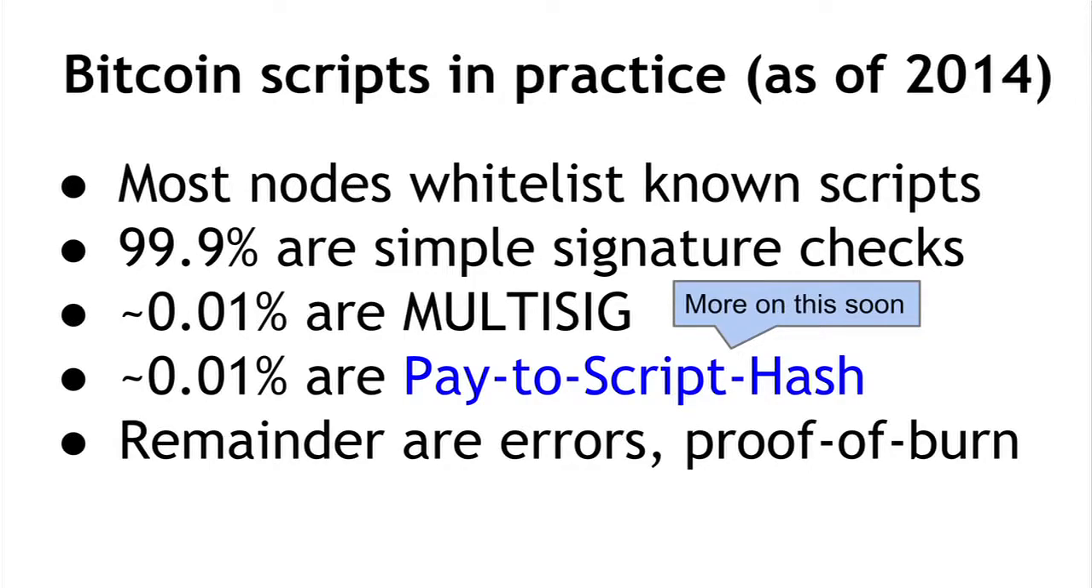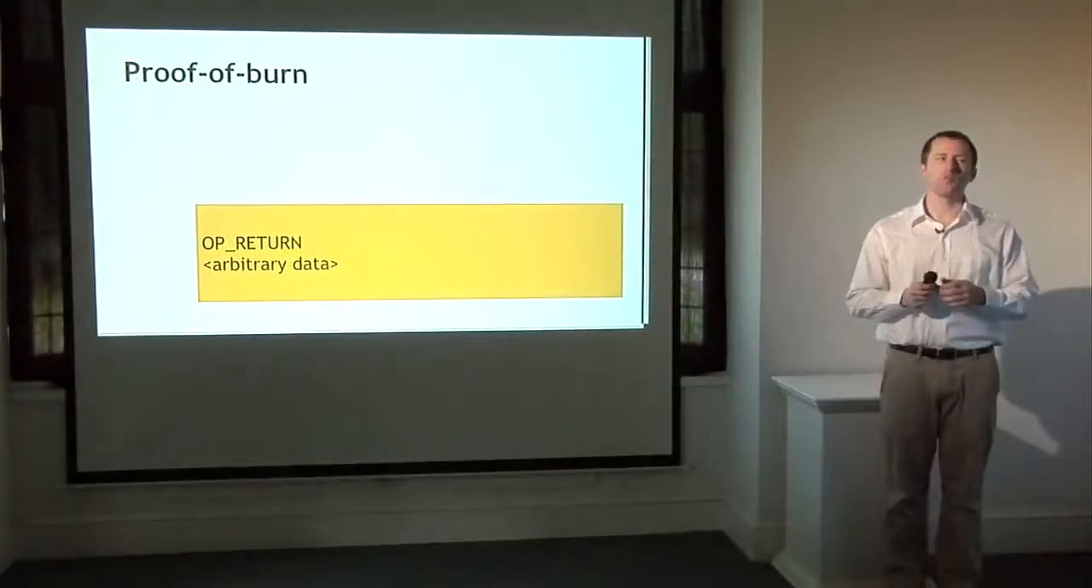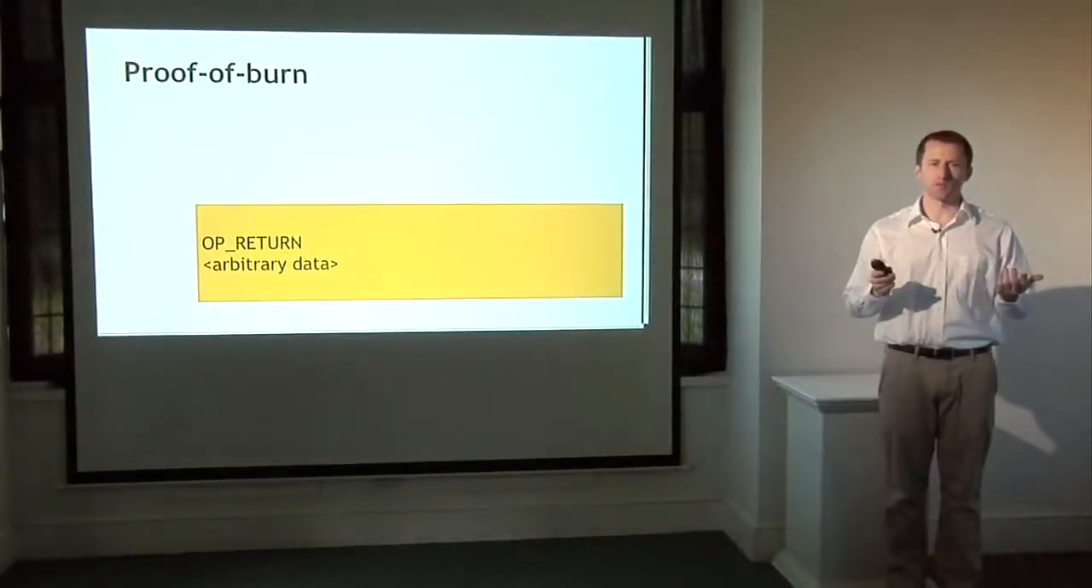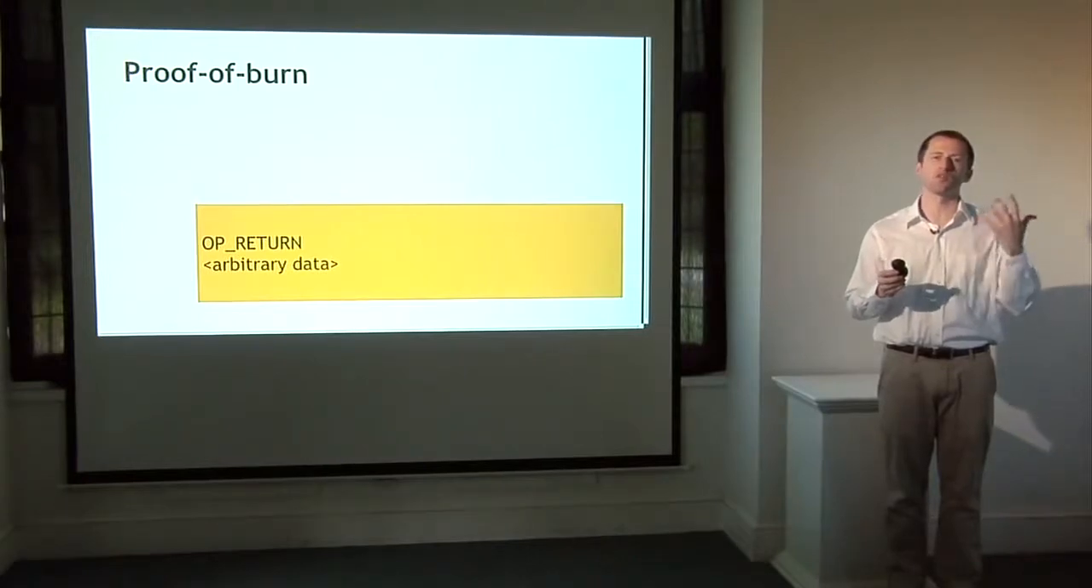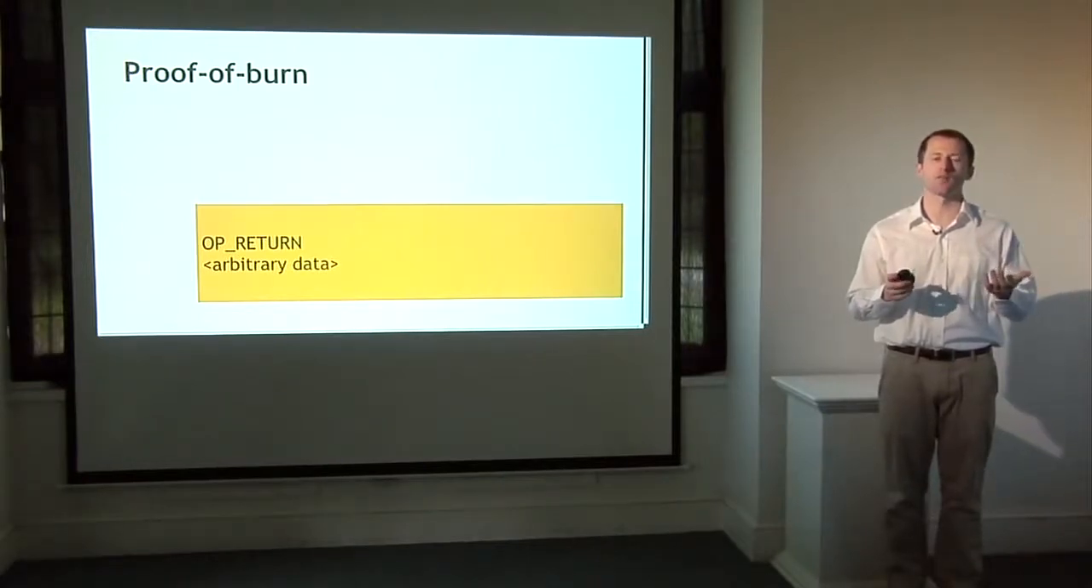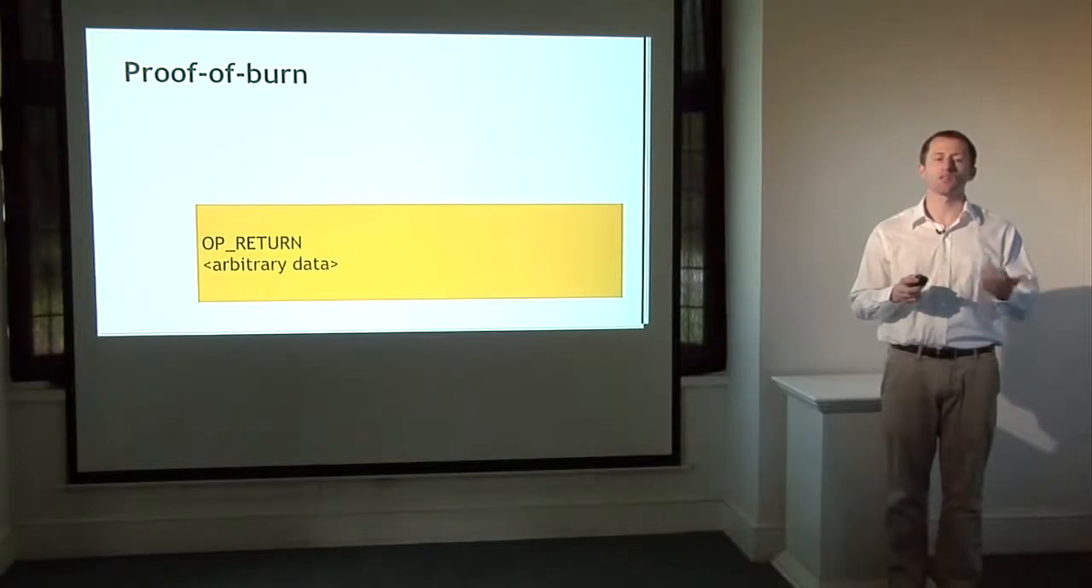Okay, so I mentioned that some of the scripts are what we call proof of burn. Proof of burn is actually a script that can never be redeemed. So if you have a proof of burn script, it's provable that those coins have been destroyed. There's no possible way for them to be spent. This is quite simple to implement.